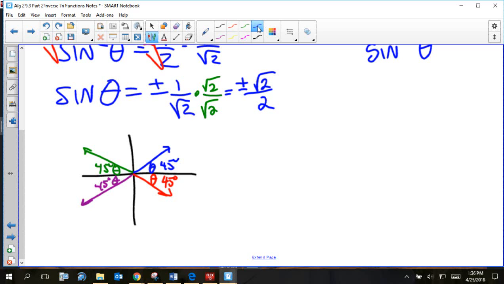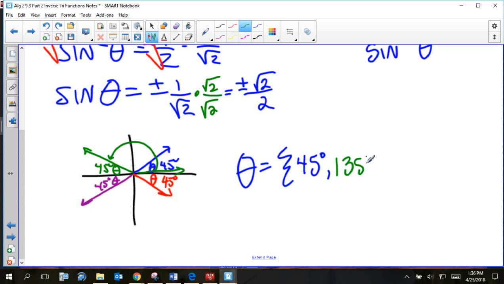Let's start with the blue one. What's the answer for the blue one? Okay, now the green one starts at 0, rotates around, has 45 degrees more to get to 180. So 135. The purple one starts at 0, rotates around, is 45 degrees past 180. 225.